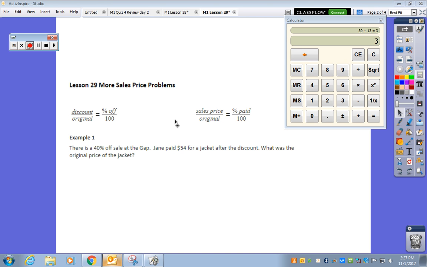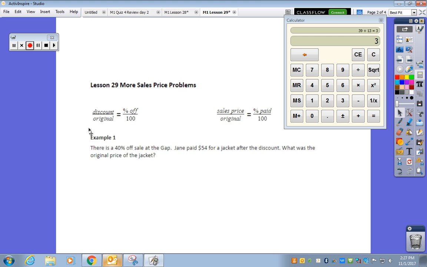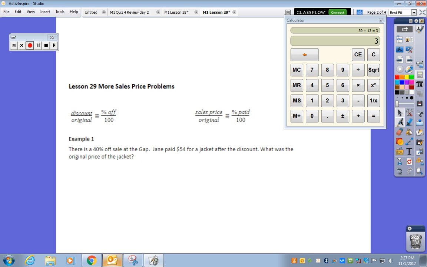In the previous lesson, we looked at sales price. We are going to continue on with some more sales price problems today. Last time, the problems that we looked at focused on discount and percent off. So we were using this first set of equal fractions. Today's problems are really going to focus more on the second set of equal fractions.